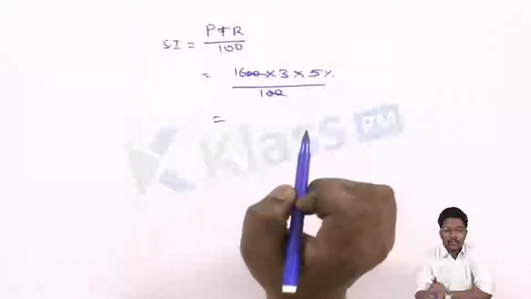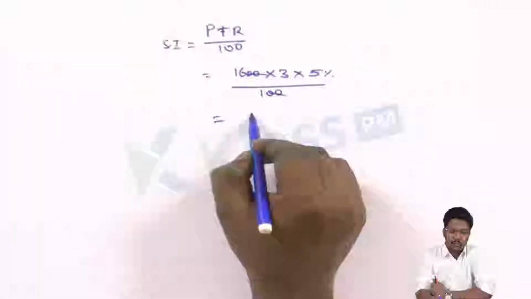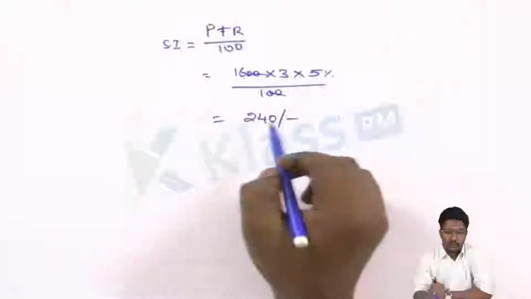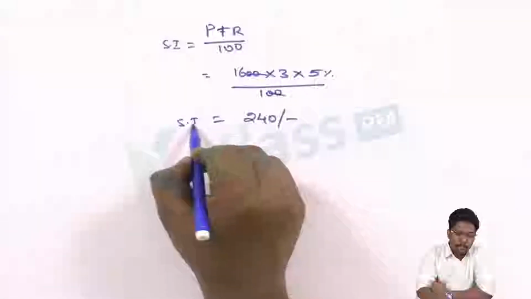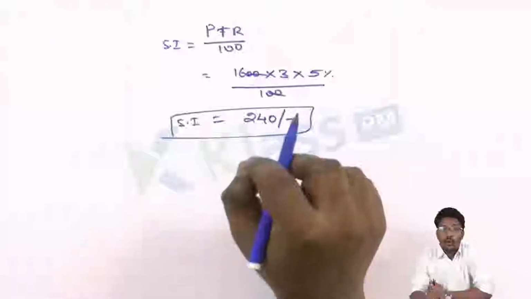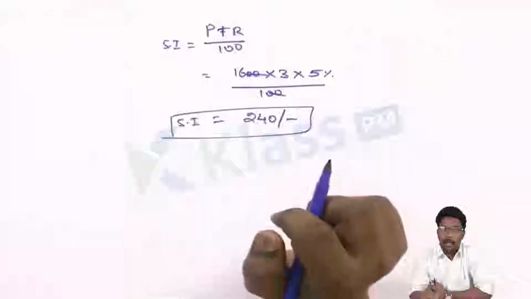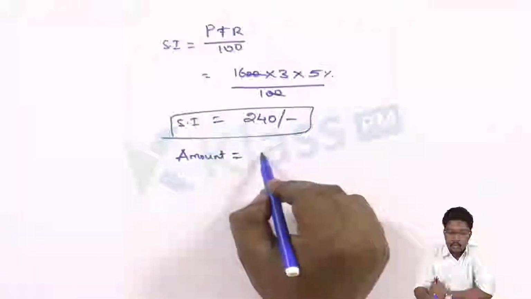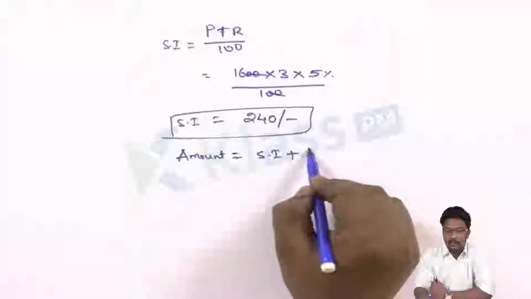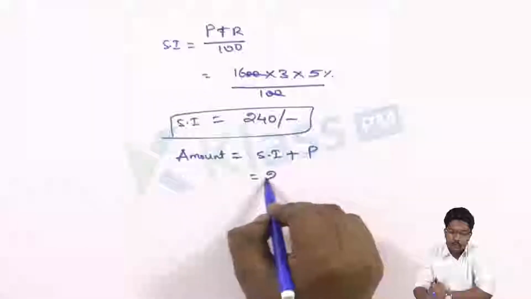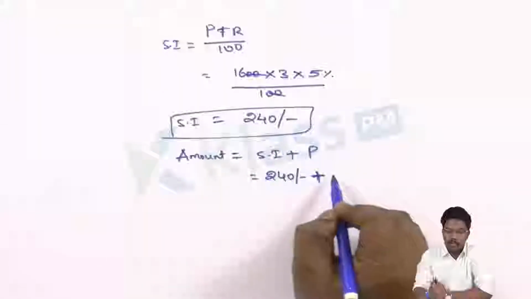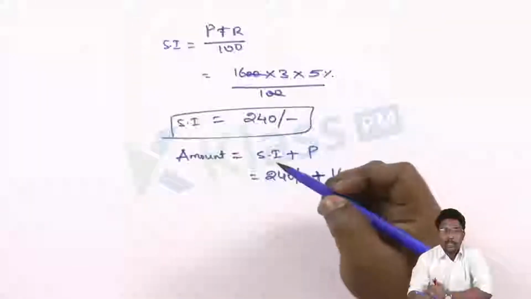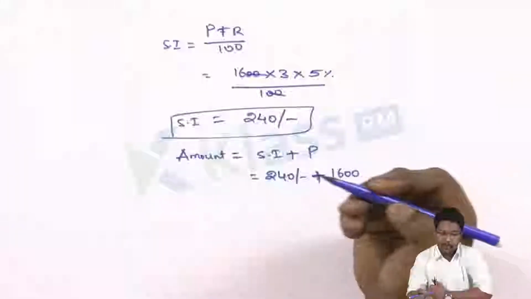16 times 3 is 48. 48 times 5 is 240 rupees. So 240 rupees is the simple interest. It is the only extra money we are paying to the bank. But what is the amount? The total amount is simple interest plus principal. 240 rupees I have to pay as the extra amount, and 1600 rupees as the initial amount which I borrowed from the bank.